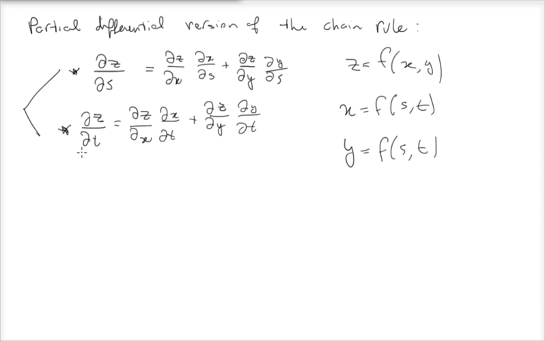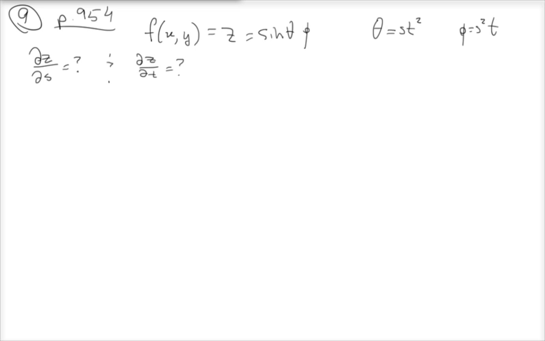Now we're going to do two problems, one of which will involve the partial differential version and the other of which will involve the total differential version. So let's take a look at those. We're going to do number 9 on page 954 in your book, and we're given, oh, I copied this function down wrong.